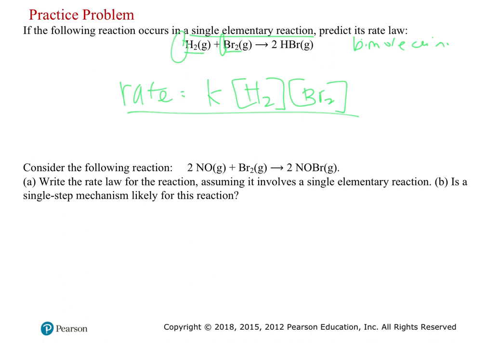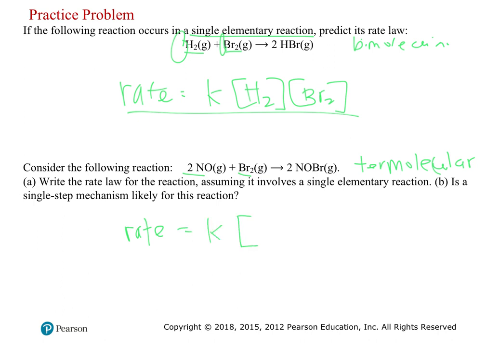Okay, in this reaction here, it's the same one. We have 2 nitrogen monoxide plus bromine goes to nitrosyl bromide. Write the rate law for the reaction assuming it involves a single elementary reaction, and is it likely? Again, if it happened in a single step, we know we have 2 molecules plus 1 molecule, so it would be termolecular. Now, is that common? No, so it's unlikely.